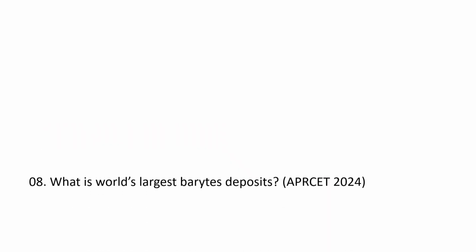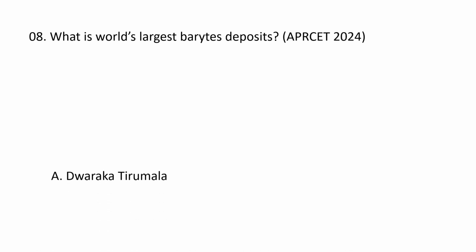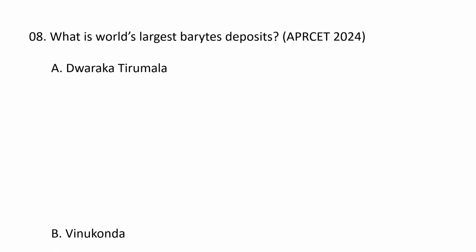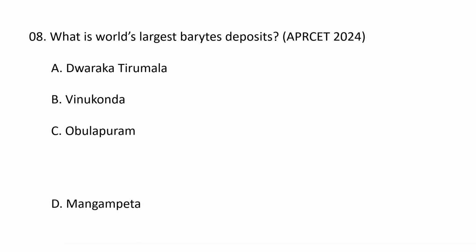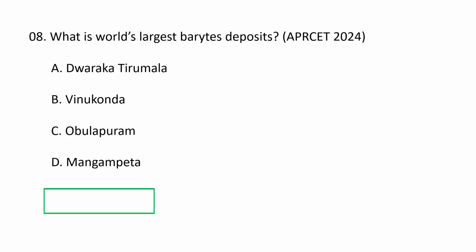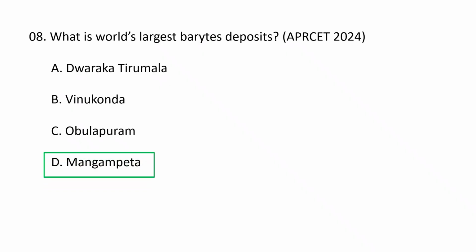Next question. What is the world's largest barite deposit? A. Dwarka Tirumala, B. Vinukonda, C. Obulapuram, and D. Mangampeta. The correct option is D, Mangampeta. The world's largest single barite deposit is the Mangampeta deposit in the Kadapa district of Andhra Pradesh. It is a significant geological formation containing enormous reserves and supplying a large portion of India's barite production. Its origin is a SEDEX deposit, that means a sedimentary exhalative deposit.